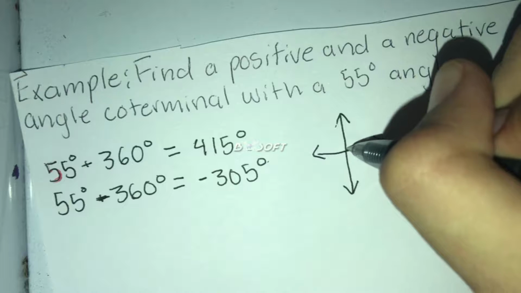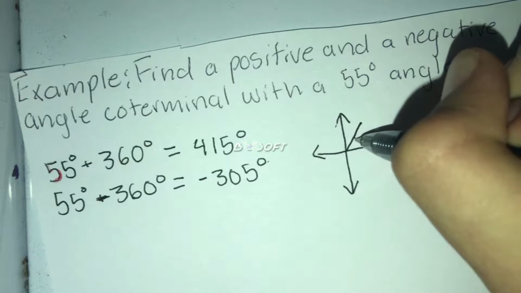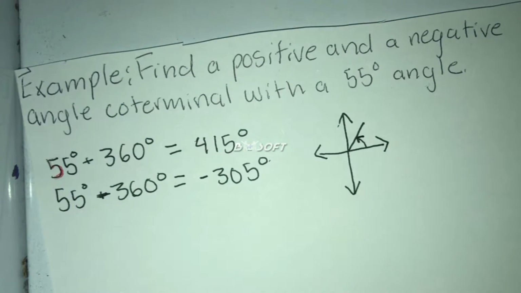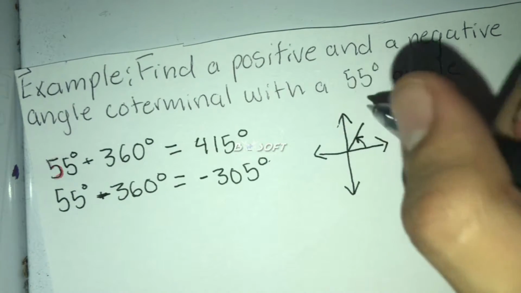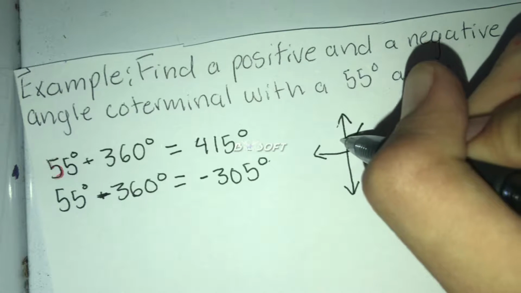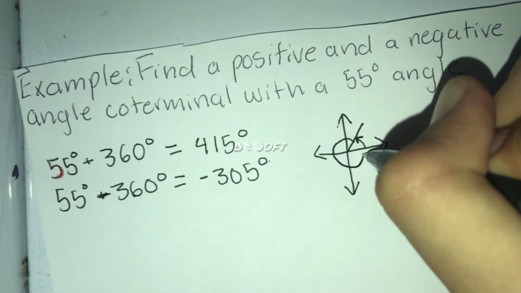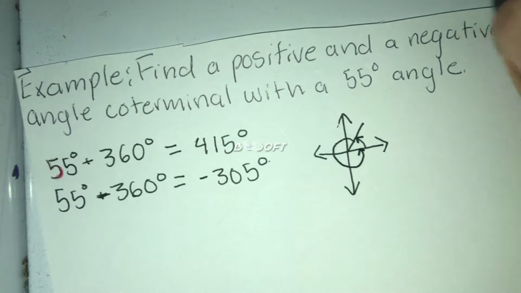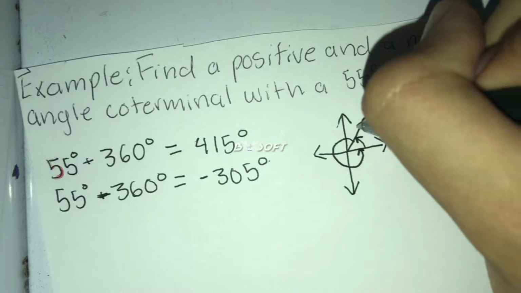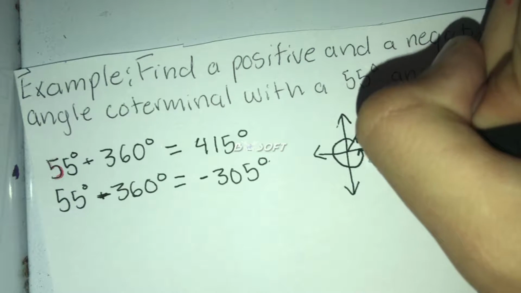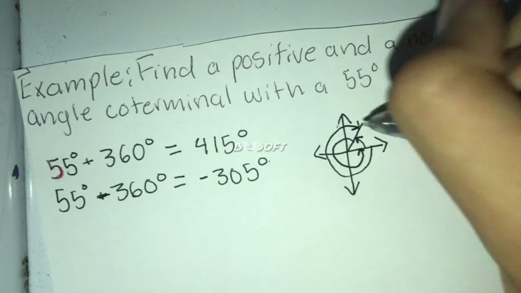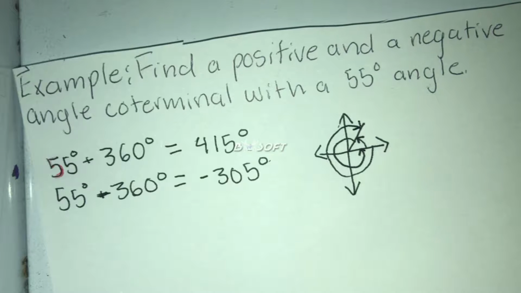55 degrees would be about here, and it would be counterclockwise since it's positive. And since we added 360, this would be our coterminal angle, positive coterminal angle, and this would be our negative since it's going clockwise. And that's how you would show that problem on the graph.